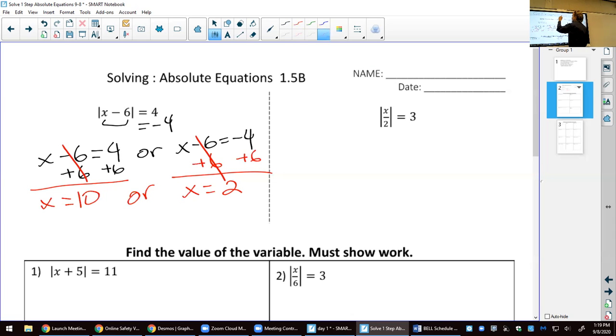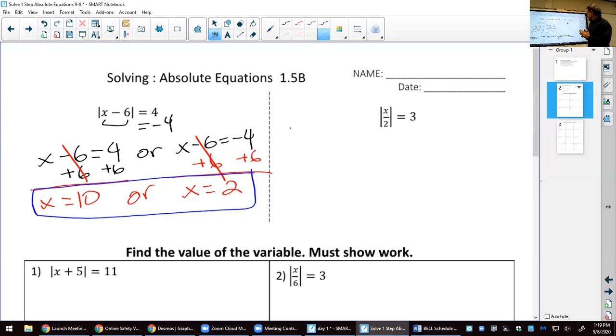And so that becomes our answer. We say x equals 10 or x equals negative 2. Okay, we can check that. If we try it out, 10 minus 6 equals 4. Absolute value of 4 is 4. Let's see, 2 minus 6 is negative 4, and the absolute value of negative 4 is also 4. And there you go.